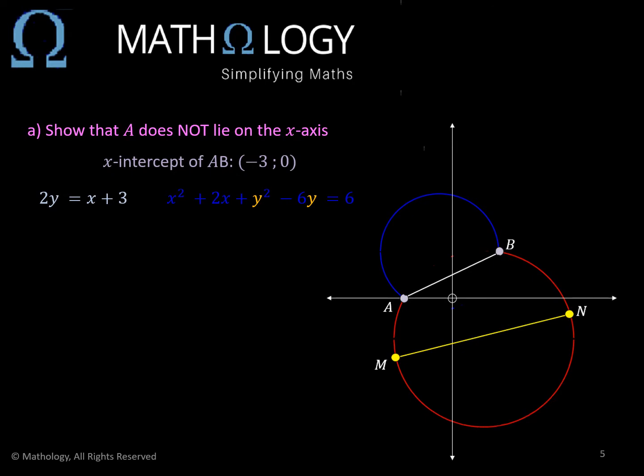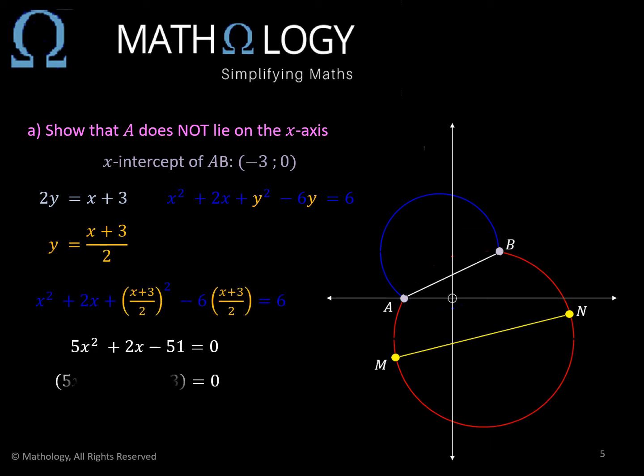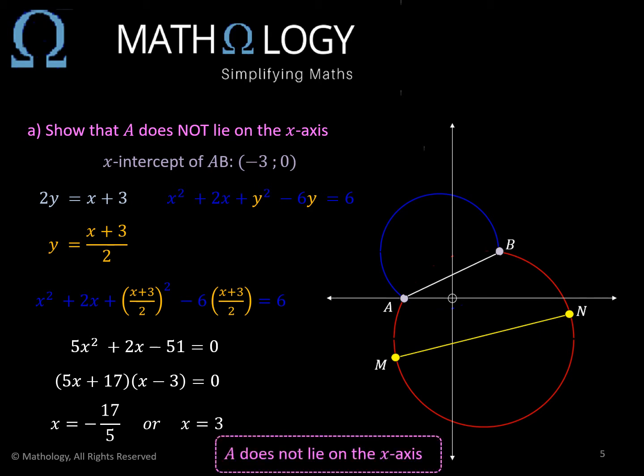Now, substitute y equals x plus 3 all over 2 into the equation of the smaller circle. Solving for x gives us x equals minus 17 over 5, or x equals 3. Since point A lies to the left of the origin, its x-coordinate is minus 17 over 5, which is clearly not minus 3. Point A does therefore not lie on the x-axis, since the x-intercept of line segment AB is the point minus 3, 0.